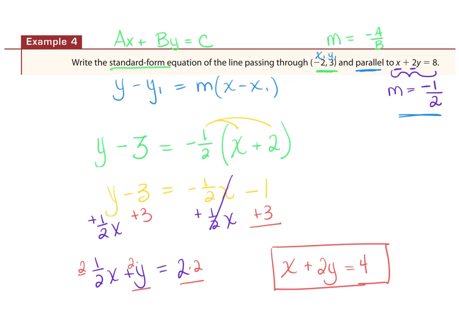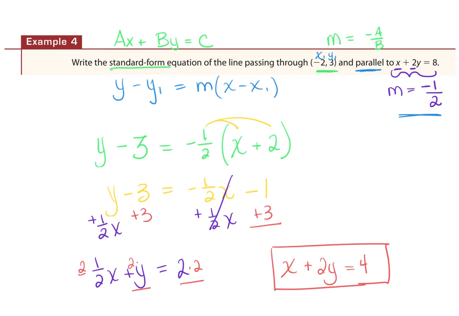Use your point slope, but instead of now solving for y, which would be slope intercept, get your x's and y's to one side, get your numbers to the other side, okay? And then make sure you don't have any fractions. Make sure there's no fractions involved at that point. Get rid of your fractions.